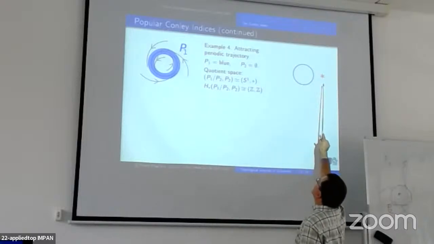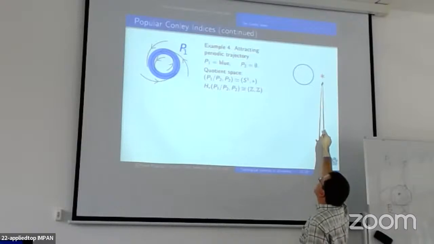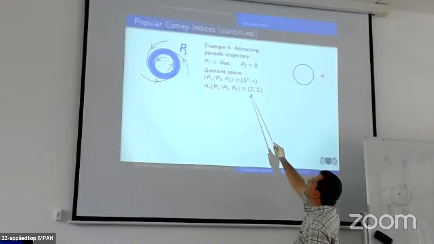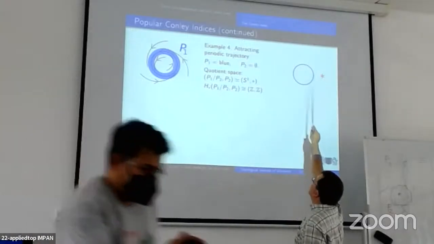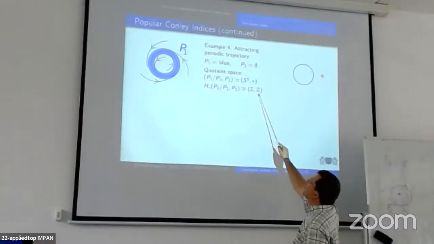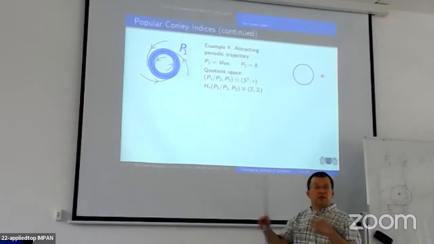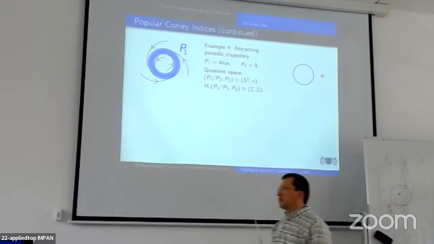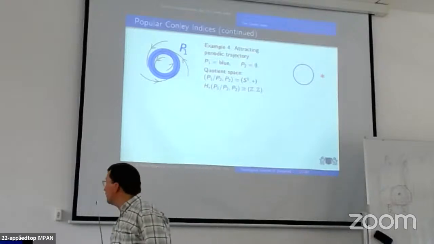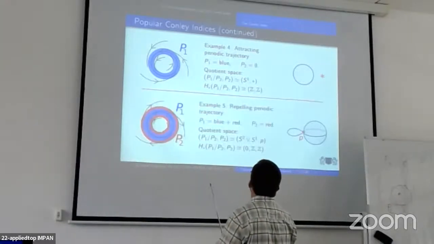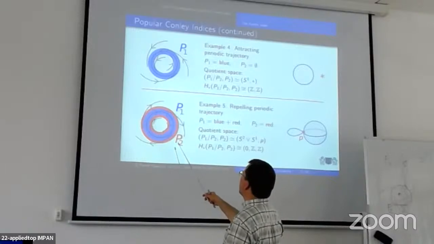And this extra point. There are two connected components, but this one doesn't count. So in homology, at level 0, we get the Z. At level 1, we have Z here. So you see, just by the Conley index, we can distinguish these different cases of oscillating invariances. This is something more sophisticated.